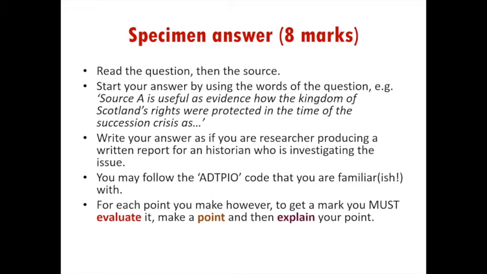For each point you make, to get a mark, you must evaluate that point. So that's when you say it's useful or not useful. You make a point, so that could be a quote from the source, or it could be telling me about what type of source it is, or it could be telling me about the date it was made or who made it. Then you finish off your point by explaining it. So that's when you tie it back to the question to show me how that information is relevant. So to recap, you're evaluating, so useful, not useful, making a point, so you tell me something about the source, and then you explain it. So that's how you tie it back into the question. For every mark, you need to follow those 3 steps. That's going to be very important.